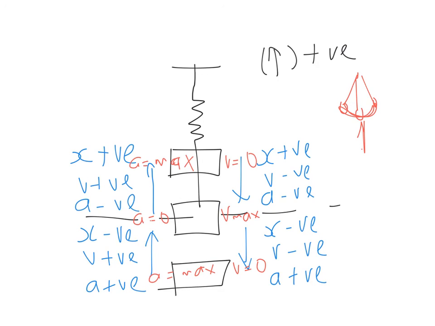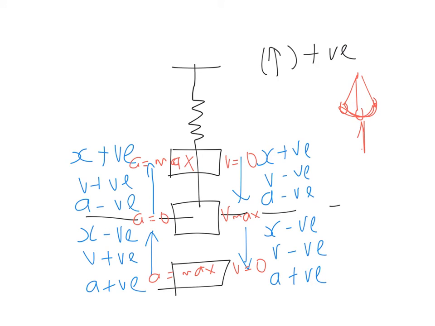Now, some students have this confusion. They said, how can you have maximum velocity when there's no acceleration, and how can you have zero velocity when you have maximum acceleration? Now, this is due to a misconception that the acceleration depends on the value of velocity. Acceleration does not necessarily depend on the value of velocity, because acceleration is defined as the rate of change of velocity.